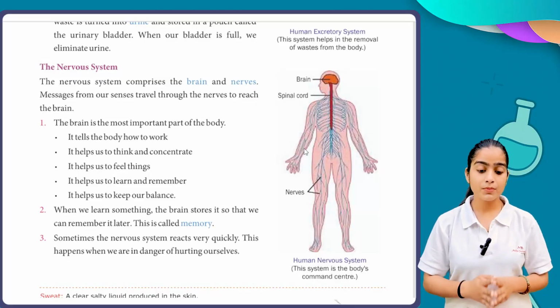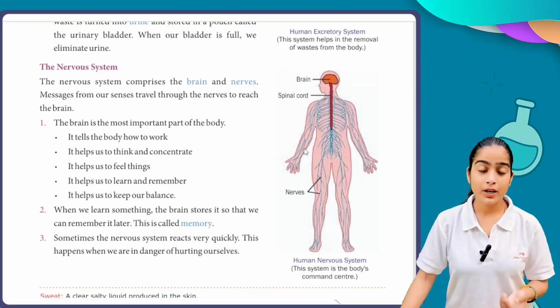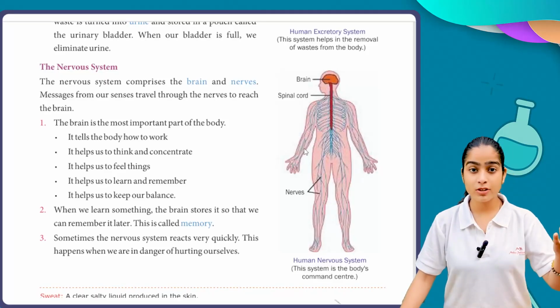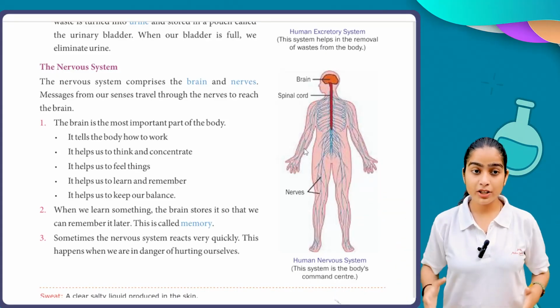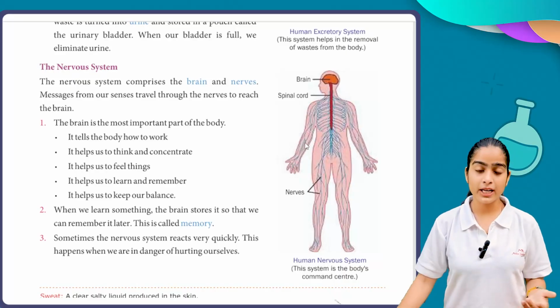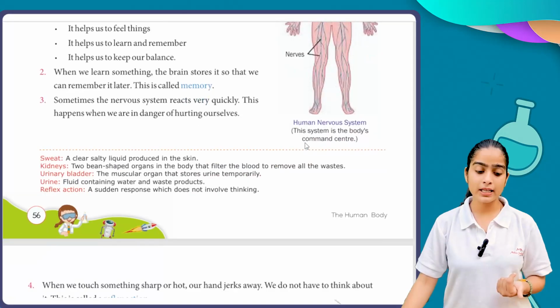Sometimes the nervous system reacts very quickly. This happens when we are in danger or hurting ourselves. For example, if a dog is barking at you and running behind you, your brain gives you a message that you are in danger and you have to run faster, right? So these are the messages given by the brain whenever you are in any kind of danger.